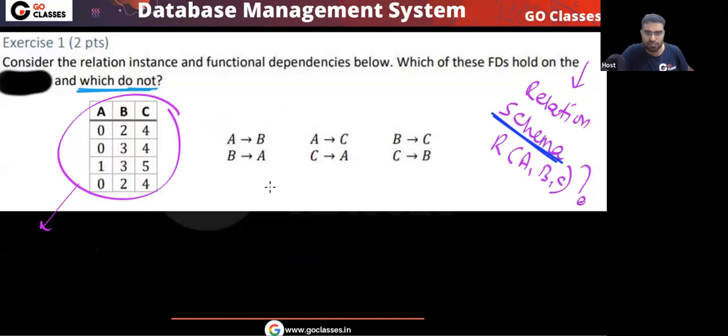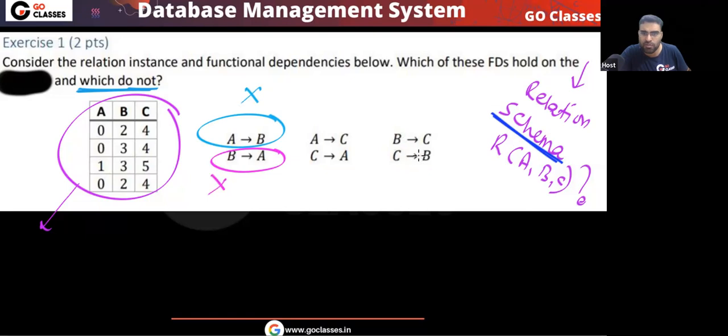What about the remaining? For the schema, what can I say? For the schema, definitely I can say this does not satisfy. Okay, this does not satisfy. I can also say this does not satisfy, right?